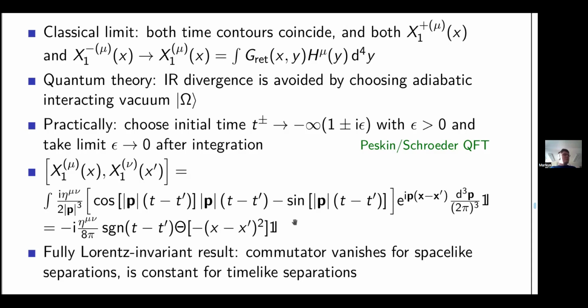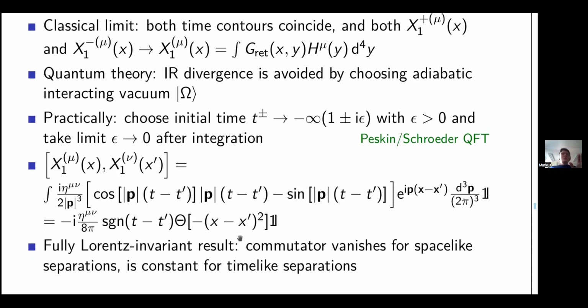This is zero. So what we have is a fully Lorentz invariant result. The commutator vanishes for space-like separations, and it's constant for time-like separations, but with a sign depending on whether you're in the future or the past light cone. So what is the interpretation of that?